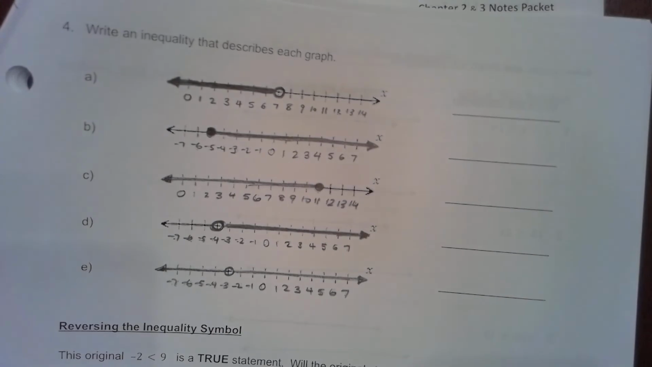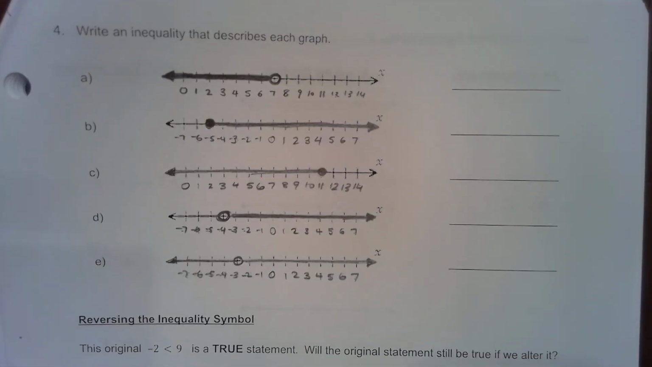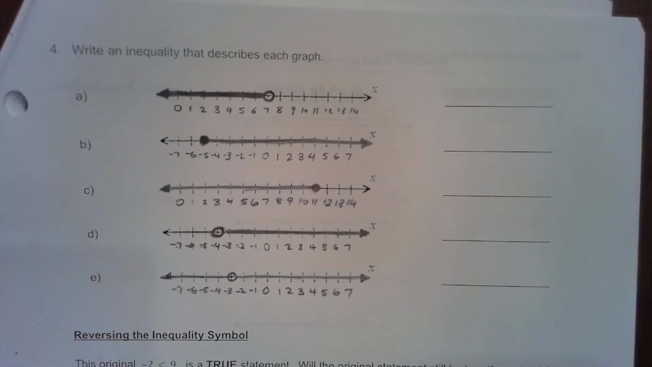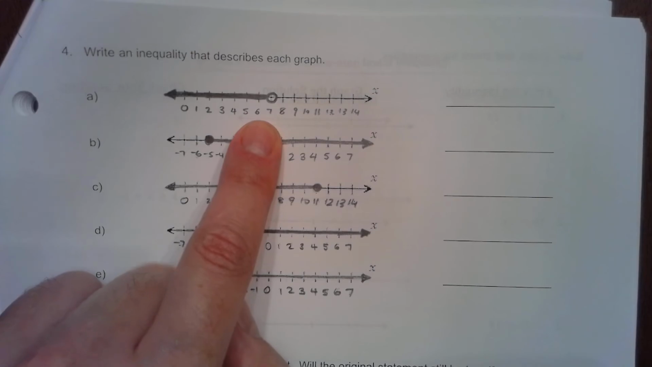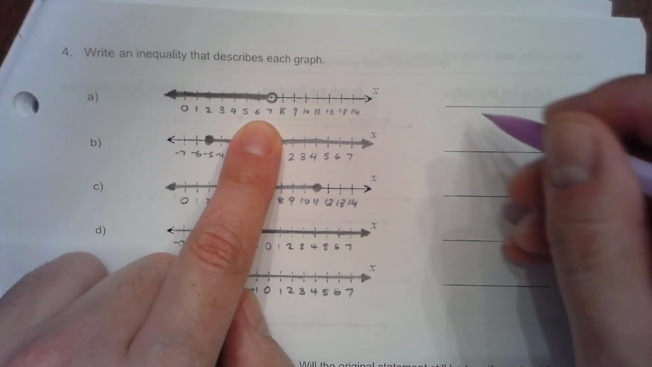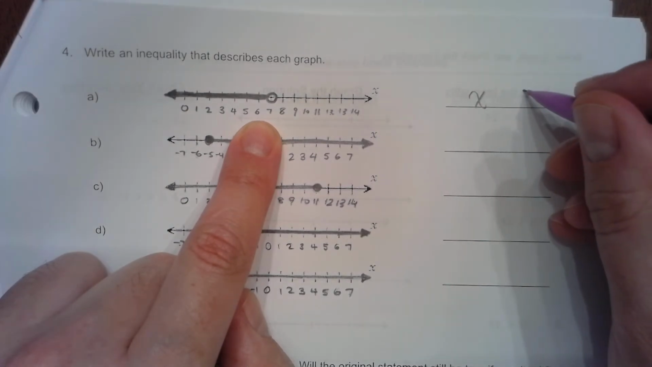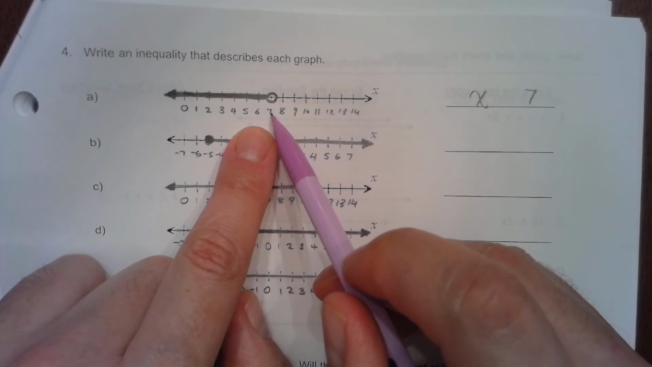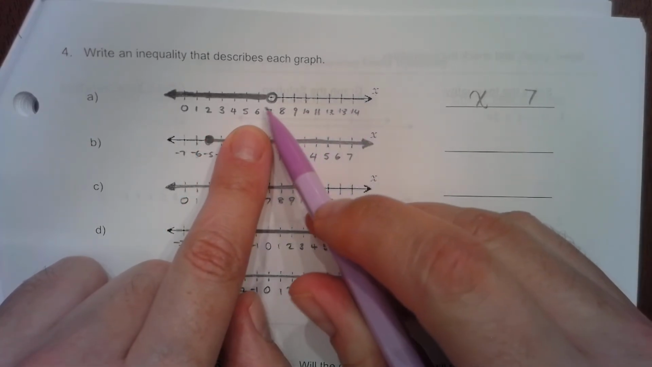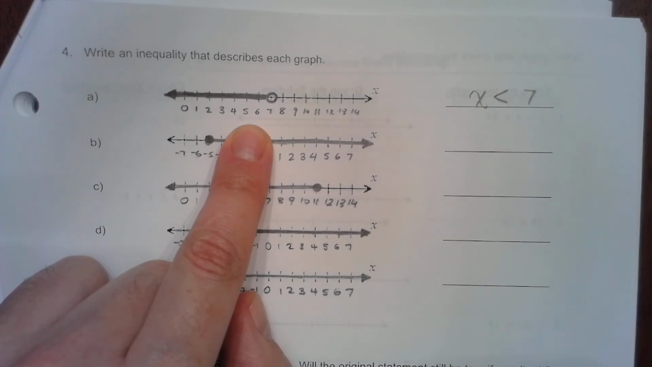Let's move on to the next page, page 15. These might be difficult to read on your packet, so I've darkened them for you. We are going to write our own inequality statements for these pictures. We want to describe every number that's shaded. Our boundary point is 7, so we're going to use the variable x. We're going to put a 7 on the right, and what's shaded are the numbers that are bigger than 7 or less than 7. Since all of the numbers to the left are shaded, we're going to use the less than symbol.